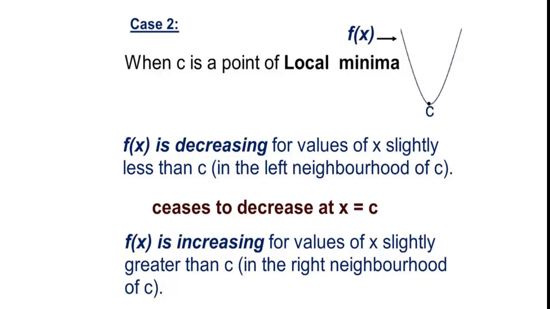Now, we will take up the case when c is a point of local minima. Again, observe this graph of any function f(x). We see that f of x is decreasing for values of x slightly less than c. That is, in the left neighborhood of c, f of x is decreasing. And at x equal to c, f of x ceases to decrease. However, again f(x) is increasing for values of x slightly greater than c. That is, in the right neighborhood of c, f(x) is increasing.